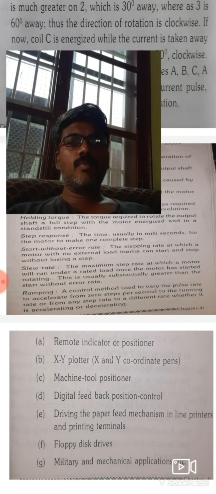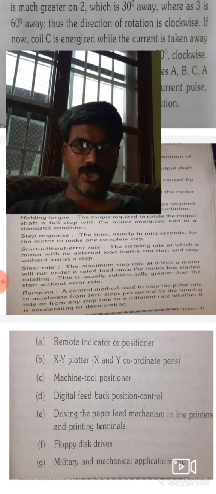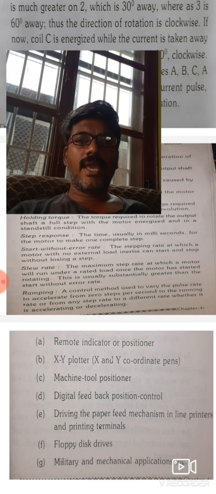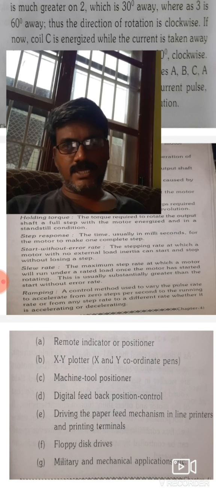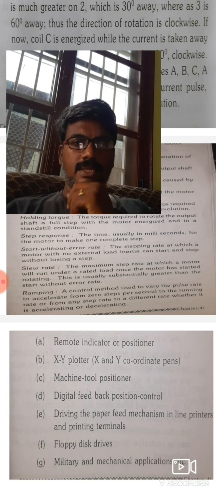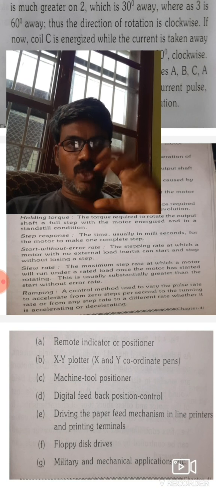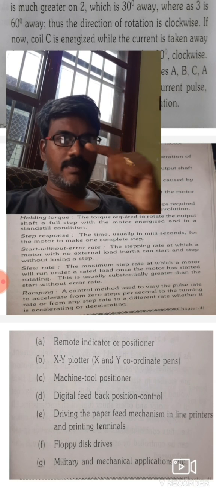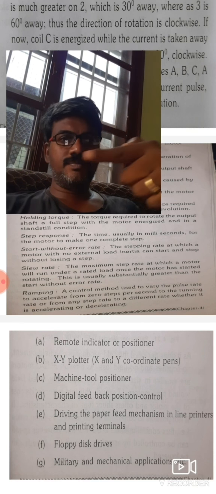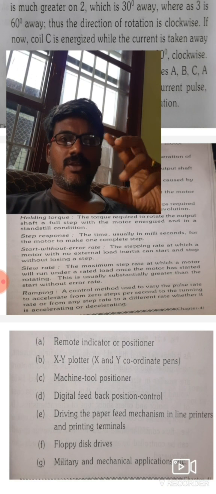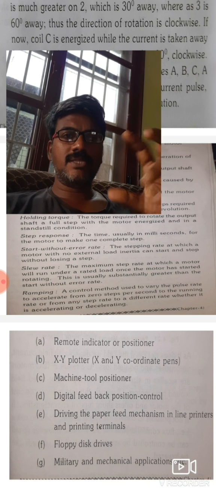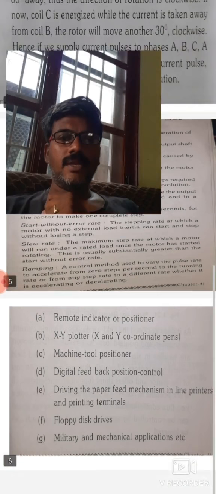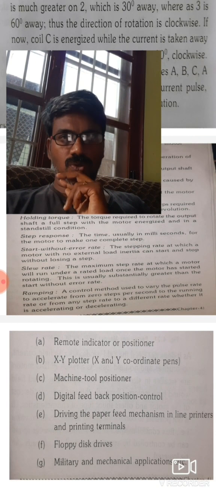One is a remote indicator or positioner. Second is the XY plotter, with X and Y coordinate pens. The third one is a machine tool positioner. If you want to position the machine tool for a CNC machine, depending upon the number of pulses, we can exactly position the machine tool. Digital feedback position control.